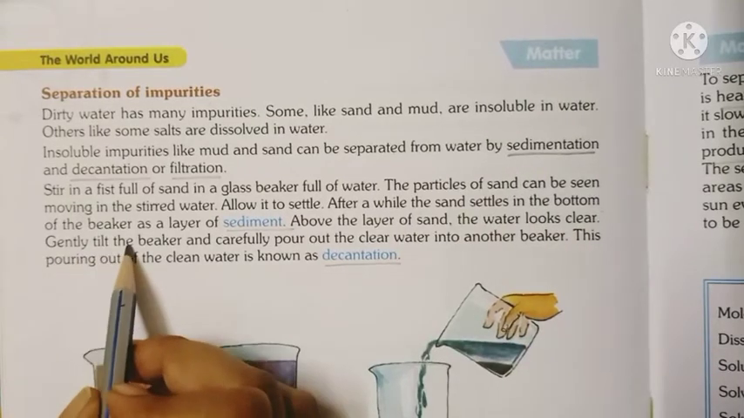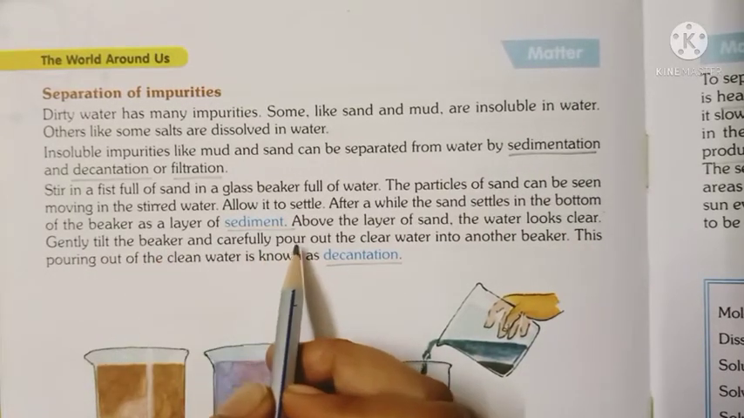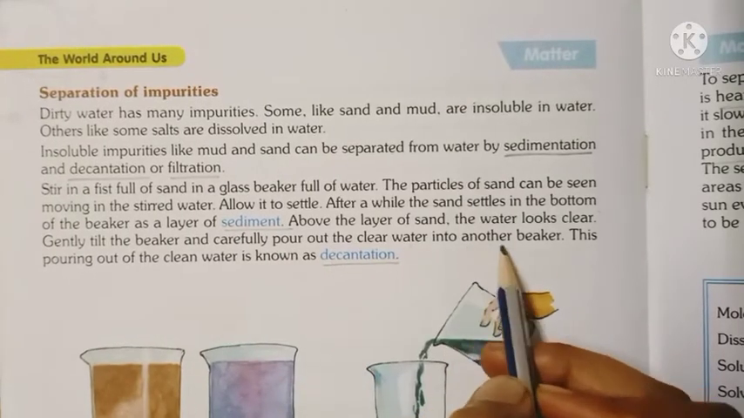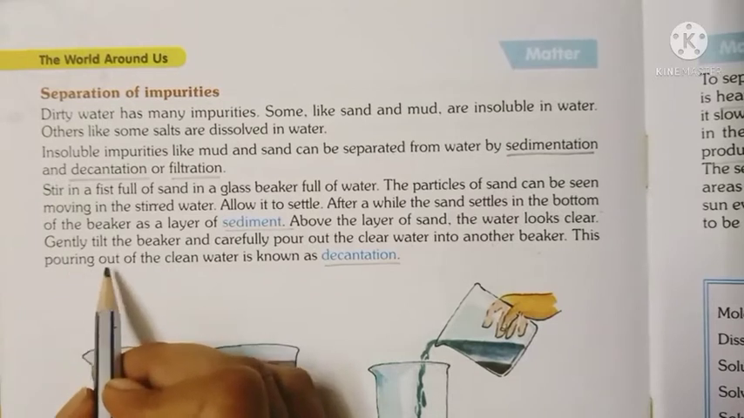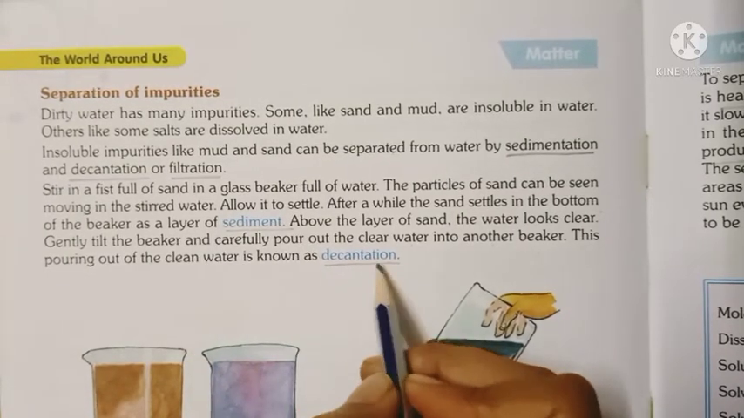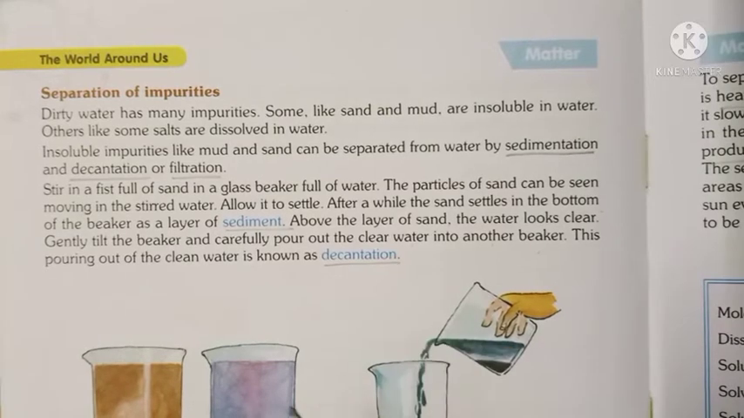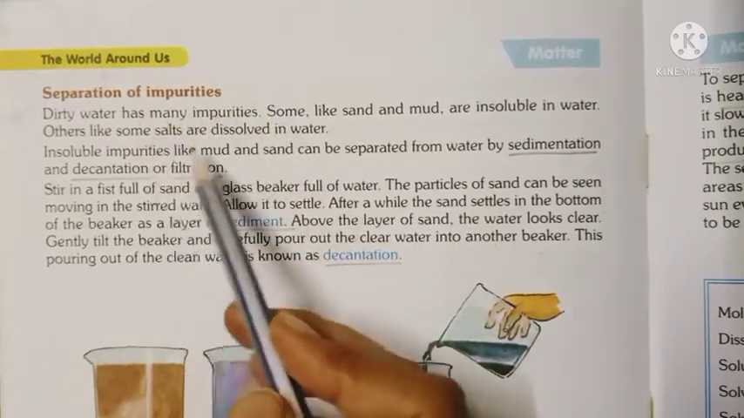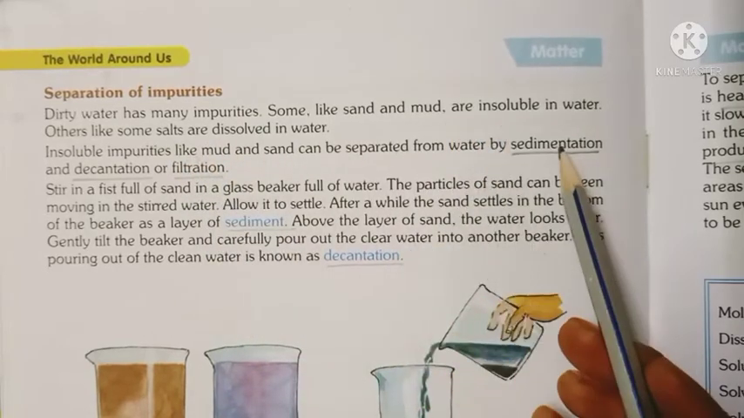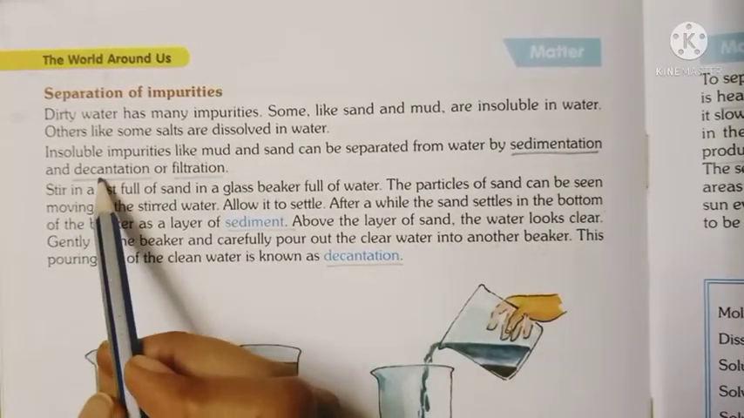Gently tilt the beaker and carefully pour out the clear water into another beaker. This pouring out of the clean water is known as decantation. So, students, insoluble impurities may be separated from water by sedimentation and then by decantation.